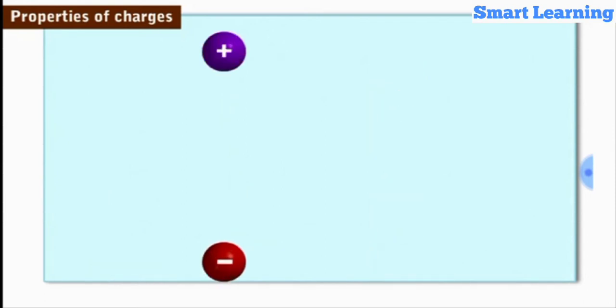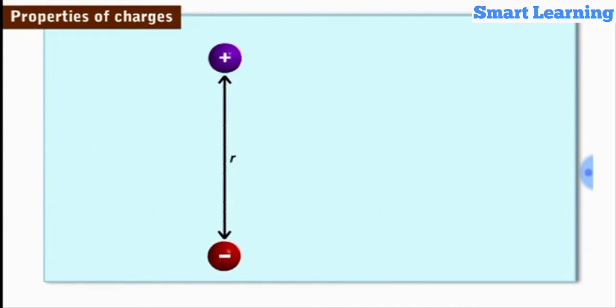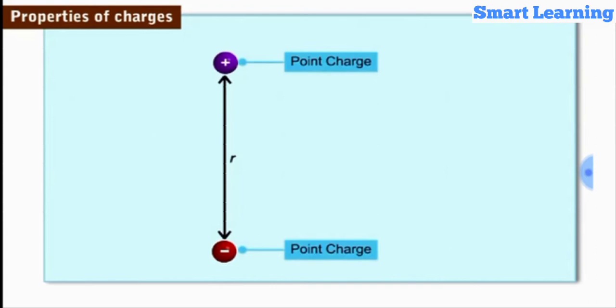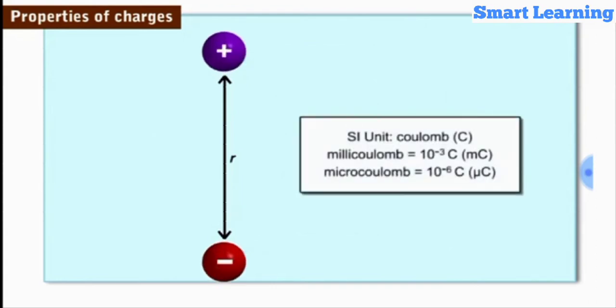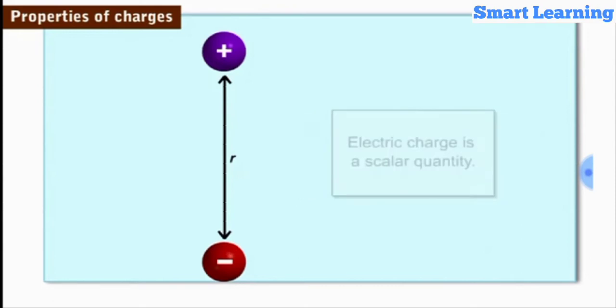However, if the size of charged bodies is very small, but the distance between them is comparatively larger than their sizes, then such charged bodies are treated as point charges. Coulomb, C, is the SI unit of electric charge. However, smaller units such as microcoulomb and millicoulomb are also used in electrostatics.